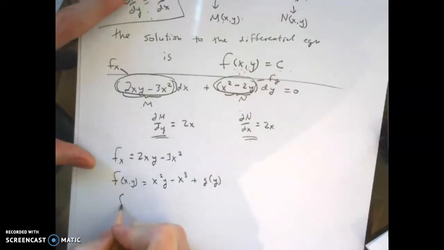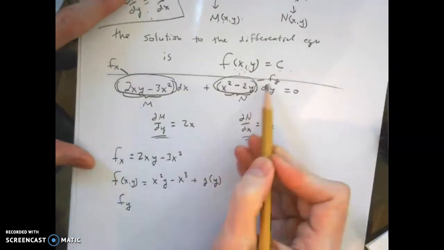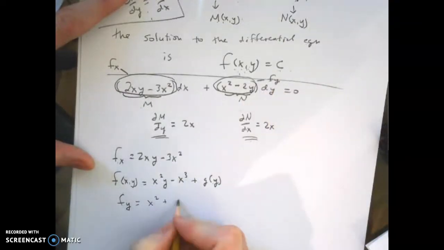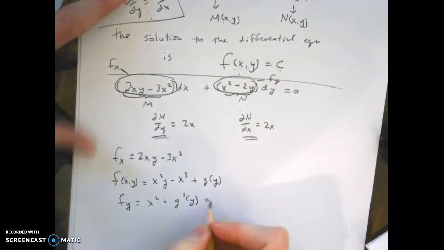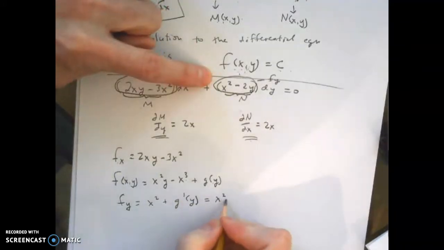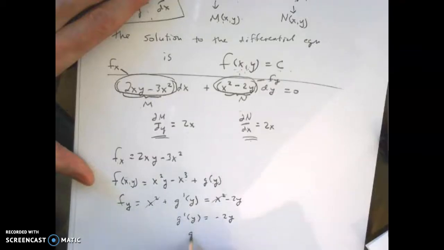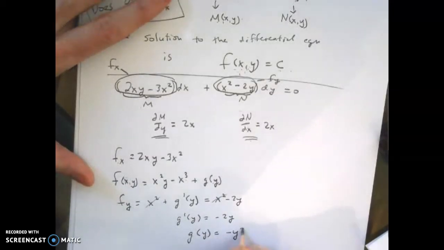Okay. Now we're going to take the y derivative of this, and we're going to compare it to this f_y. So the y derivative of this is going to be x squared, that goes away, plus g prime of y. That's going to be equal to this thing, x squared minus 2y. So now we can set these equal, cancel those out. g prime of y is equal to negative 2y. g of y, taking the antiderivative with respect to y, is going to be negative y squared.